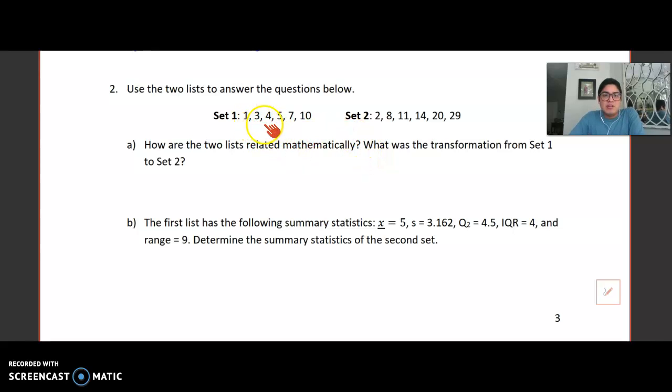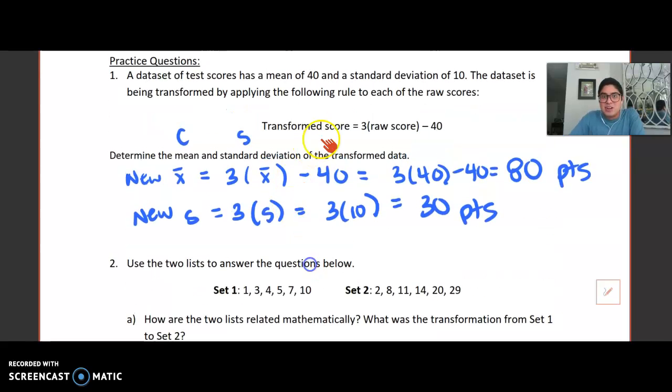Okay, let's see. What about 1 times 2? Okay, 1 times 2 is 2, but 3 times 2 is not 8. Okay, so let's try something spicy, right? Let's try something like this. Let's try multiplying and then subtracting.